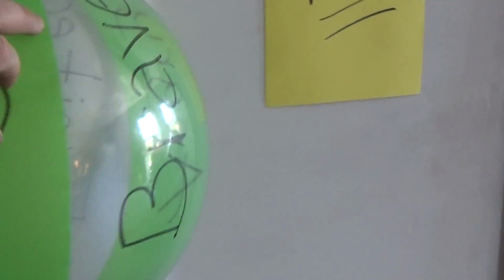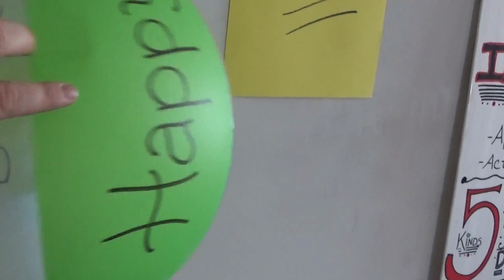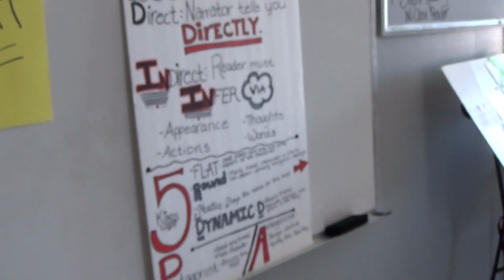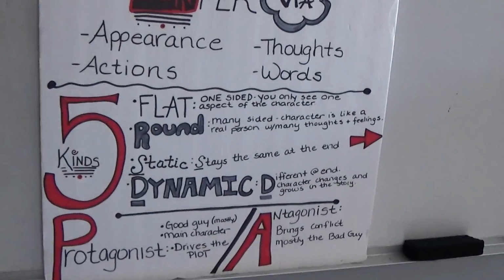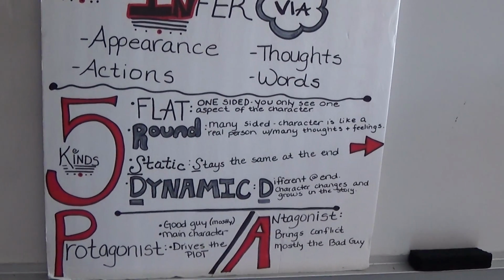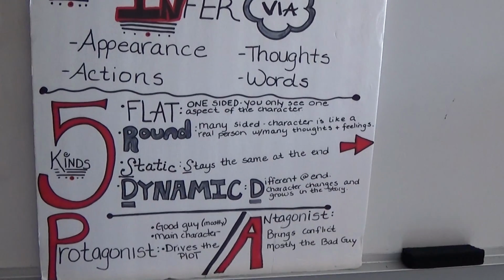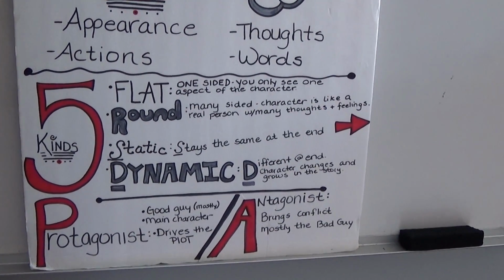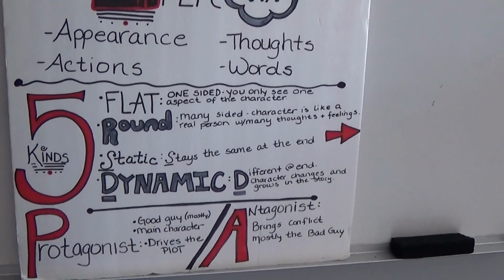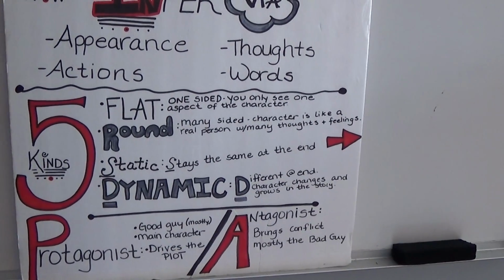So for instance, someone can be lazy, and they can also be tired. Someone can be brave and angry at the same time. Someone could be excited and happy at the same time. All of these things can exist in one character, just like all of those things exist in one person. So when you think of a round character, I want you to think of a beach ball because they're many-sided, like a real person with many thoughts and feelings.